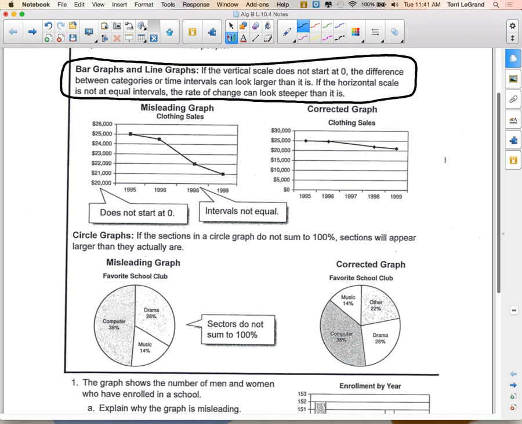So if the vertical scale does not start at 0, the difference between the categories or time intervals can look larger than it is. So let's just look at this one right here, this clothing sales one. Looking at that graph right now. It looks like what is going on in the clothing sales for that particular store.